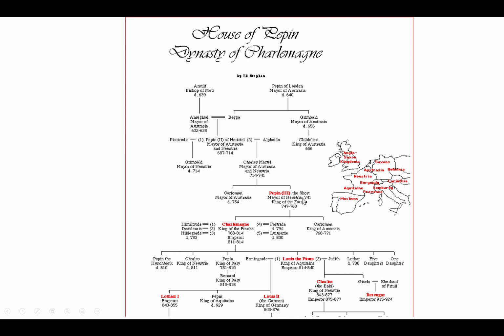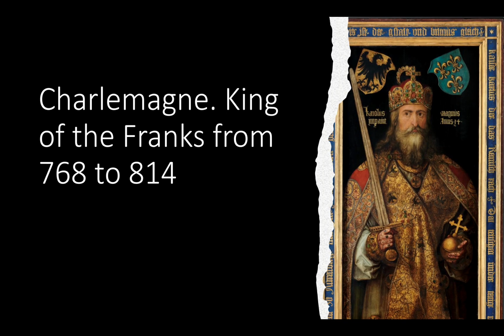So Pepin the Short's son was Charlemagne, and Charlemagne had a son called Louis the Pious, who became the next emperor, and then Louis the Pious divided the kingdom for his three sons: Charles the Bald, Louis the German, and Lothair. Good, so let's go with Charlemagne, king of the Franks from 768 to 814.